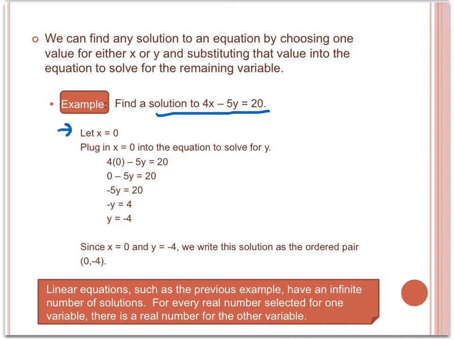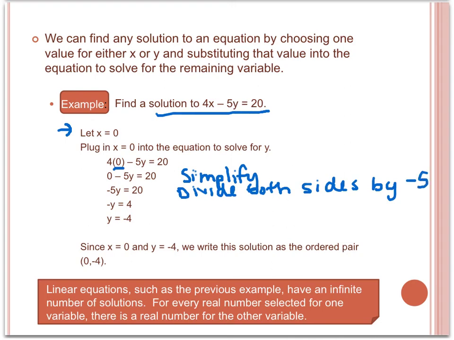The first step we want to do is plug in 0 for x into the equation and then solve for y. So it's 4 times 0 minus 5y equals 20. We simplify and we get -5y = 20. We then need to divide both sides by -5. When doing that, we're left with -y = 4.